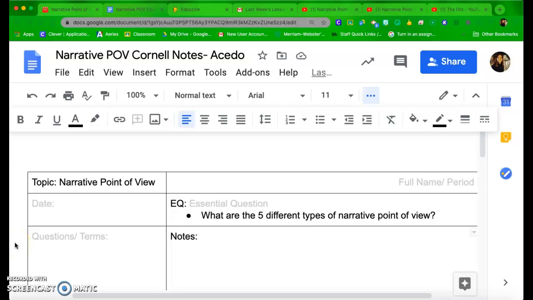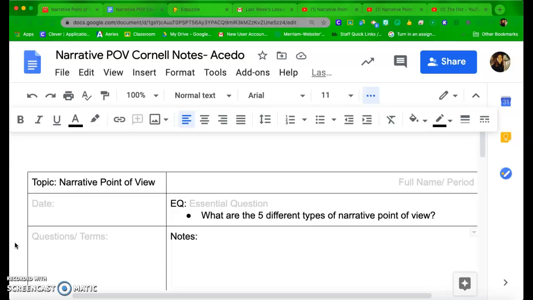Today we're going to talk about a concept called narrative point of view. You might have heard both of those terms separately before, but we're going to talk about what it means when we're reading a work of fiction. To do this, we are going to make digital Cornell notes. When we make digital Cornell notes, we title the Cornell notes with our topic, narrative point of view.